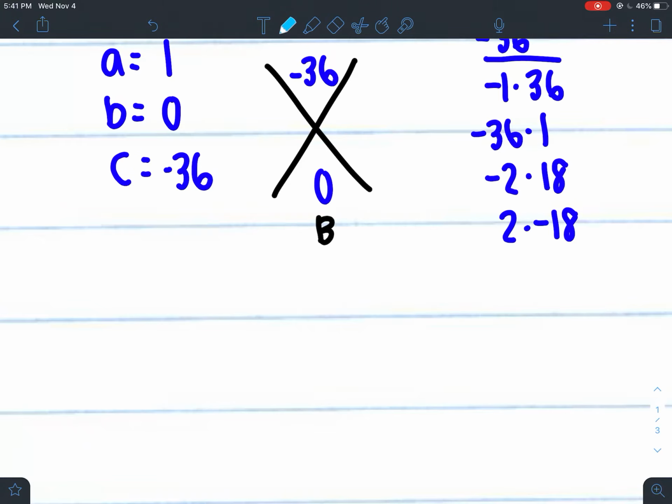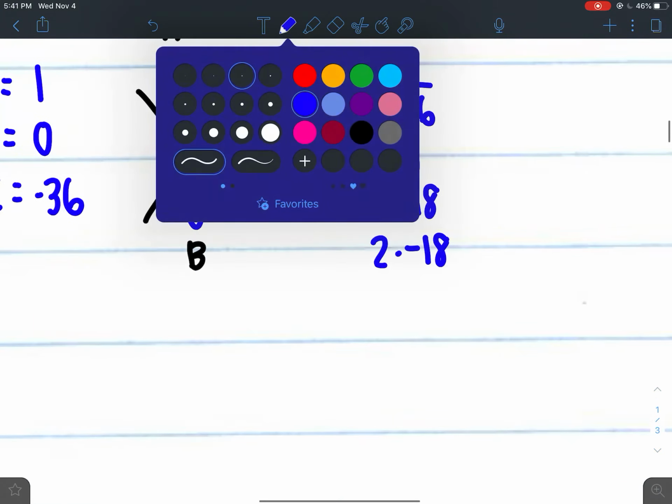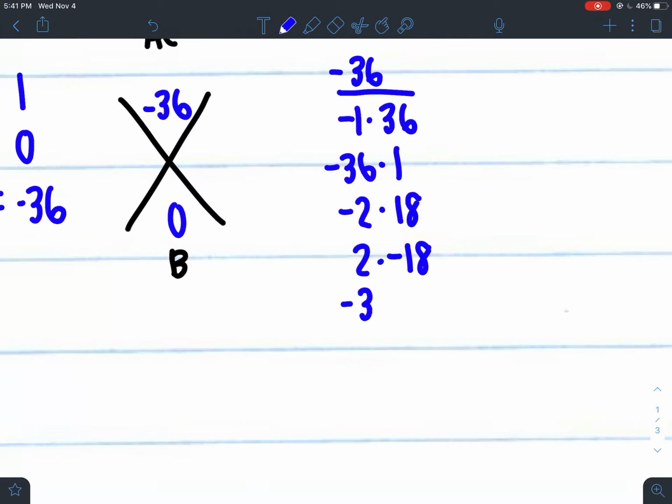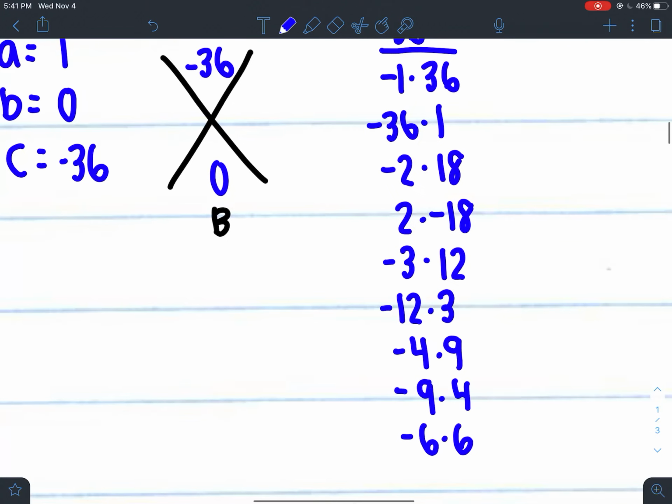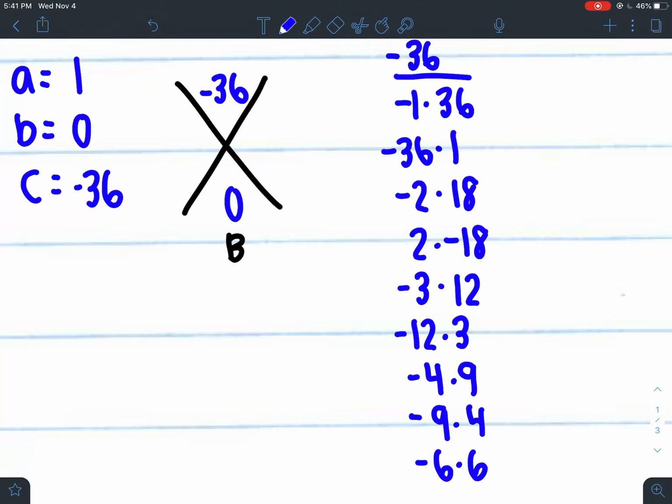So I'm going to go ahead and list everything just in case. So negative 3 and then negative 12 times 3. Negative 4 times 9, negative 9 times 4. So you can see there's lots of combinations here. So negative 6 times 6 is our last one. So I believe that's all of them.